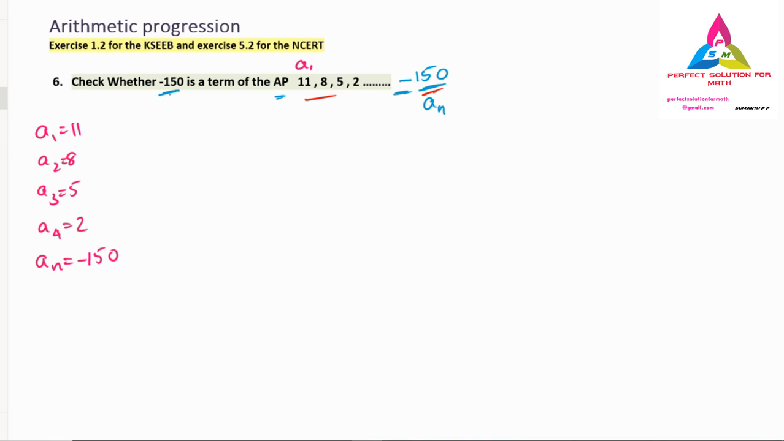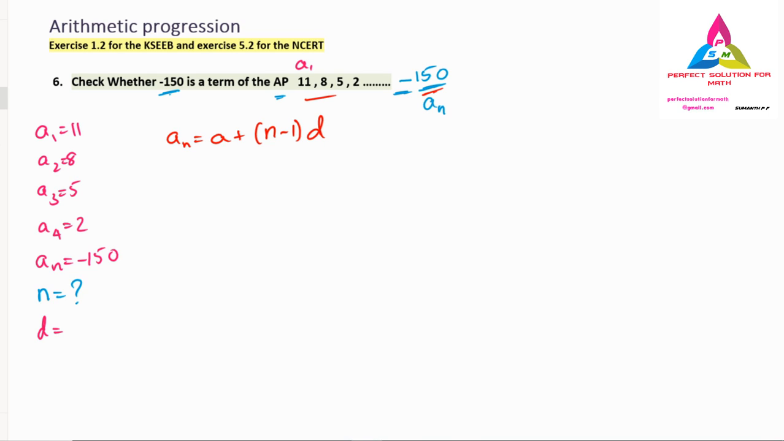Then we have to take the next one, which is the n value that you have to find. Very important part: if n is a natural number, then it is a term, otherwise it is not a term. Next, we want the d value in the formula. When we substitute, an is equal to a plus (n minus 1) into d.